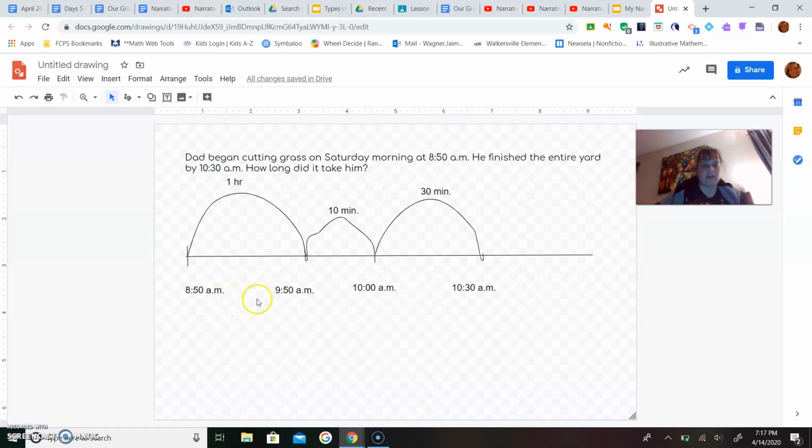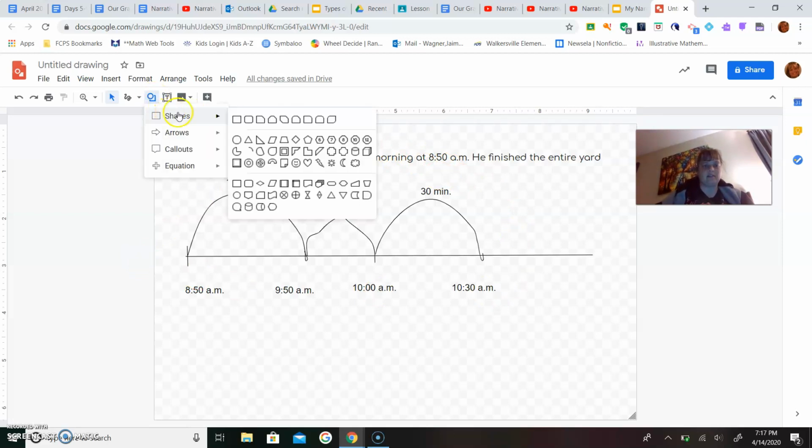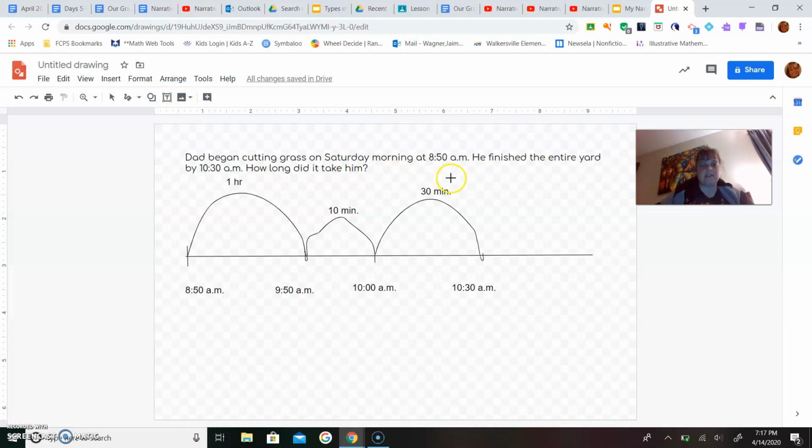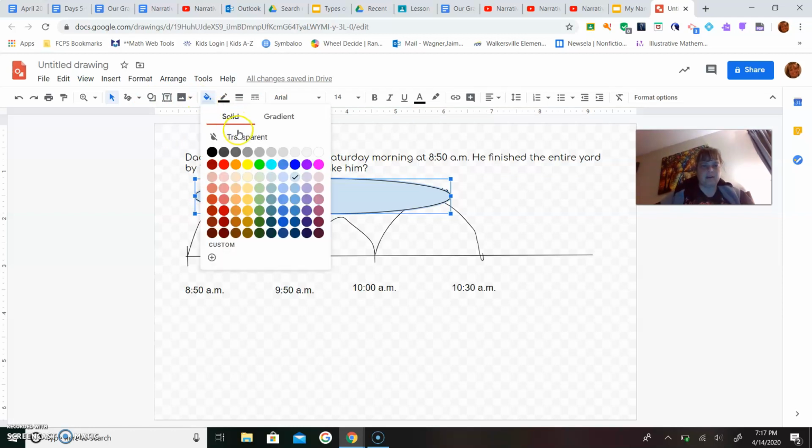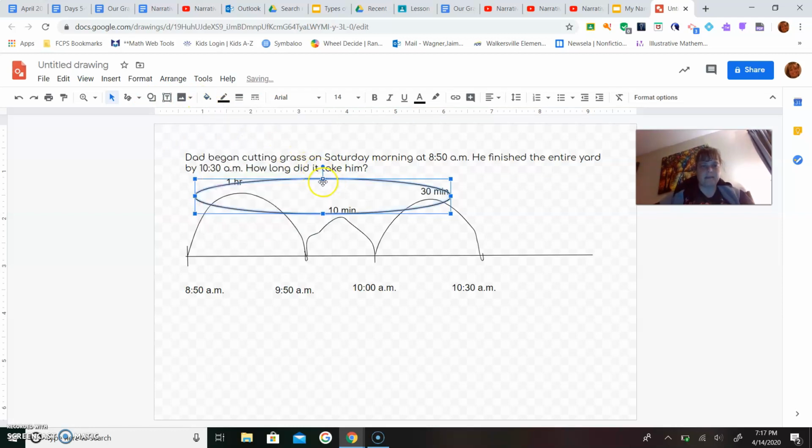And now it's time, because the question is how long did it take him? So started at 8:50, went all the way to 10:30. Saturday morning 8:50, finished the entire yard by 10:30, so I have my time on the bottom, and now all I need to do is add up this time up here. I'm going to add this all together. Let me make that transparent. I just kind of want to show you what times I'm putting all together.